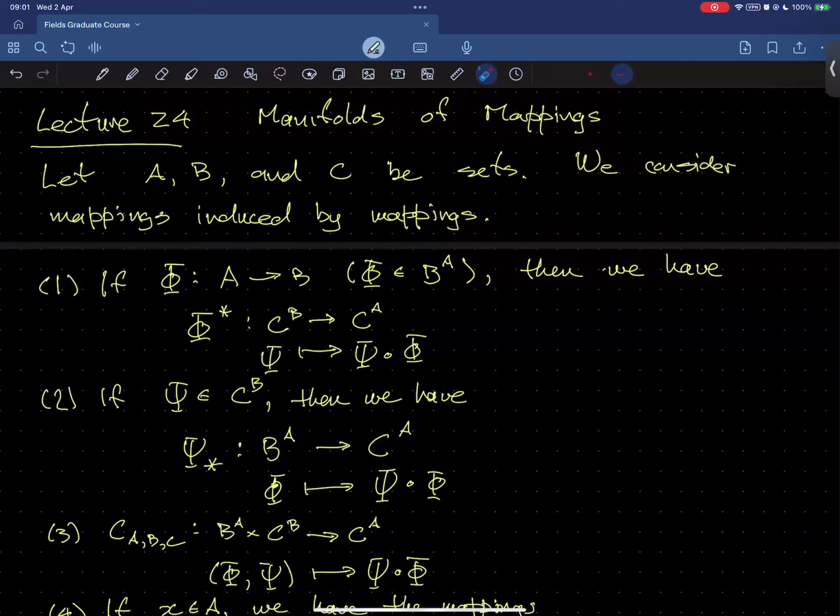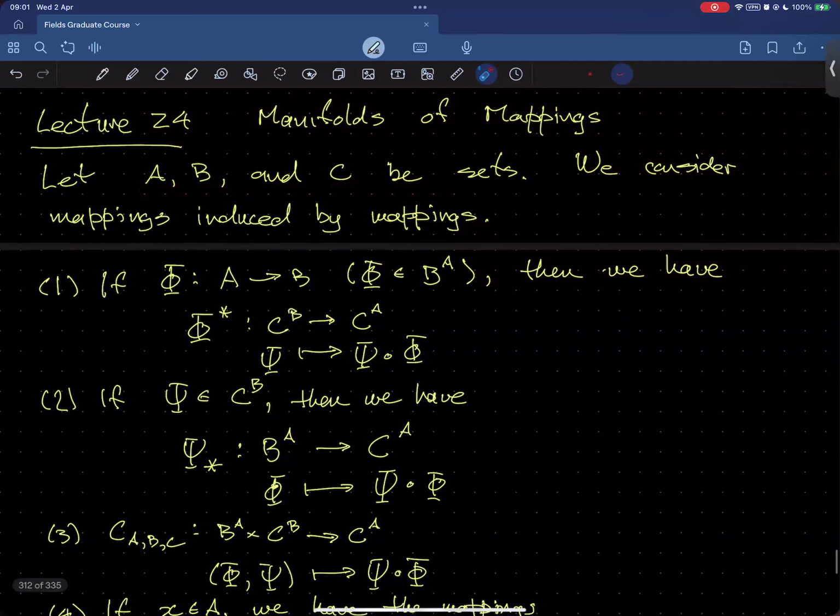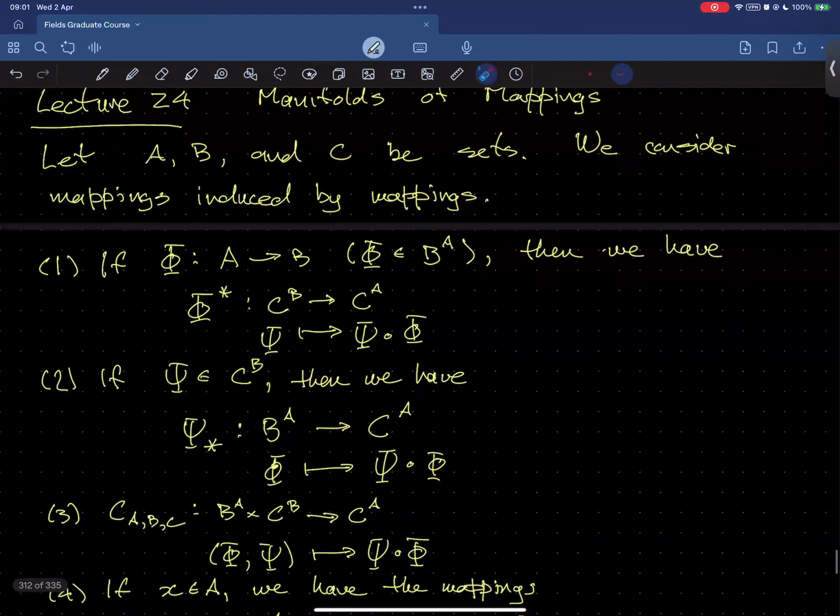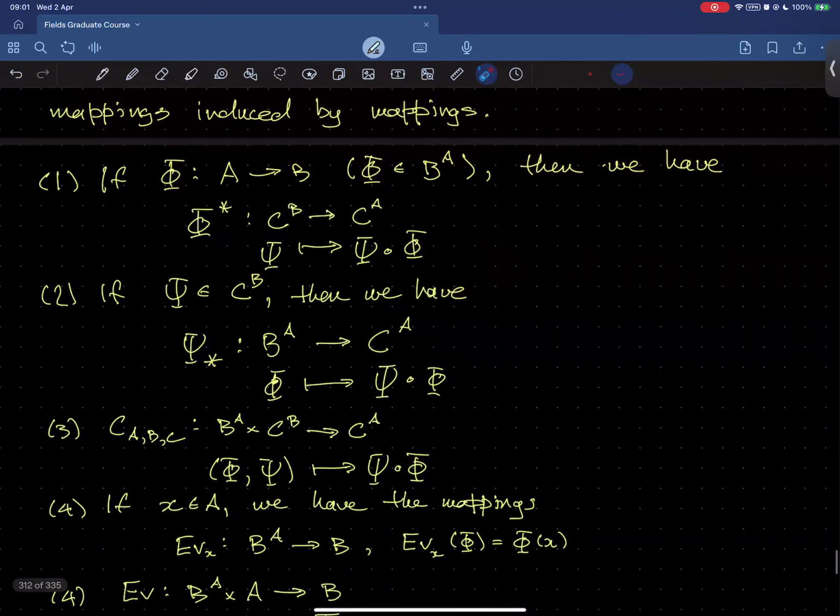Okay. So to motivate the discussion of much of the lecture today, let's look at some simple constructions. So here I'm going to just talk about sets. Okay, so I have sets A, B, and C. They have no topological structure. They have no differentiable structure. I'm just going to describe some mappings that are associated with mappings of sets. All right. So here's the list.